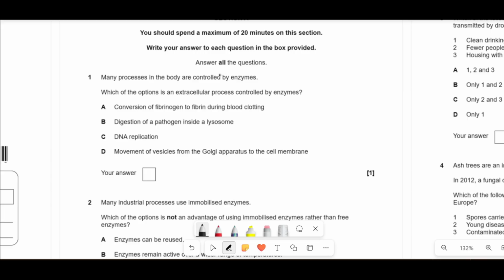So extracellular means it's outside of a cell. If we look at each of these options, that does happen outside of a cell. Digestion of a pathogen is inside a cell. DNA replication is inside the cell. Movement of vesicles from the Golgi apparatus to cell membrane is inside a cell, so A.